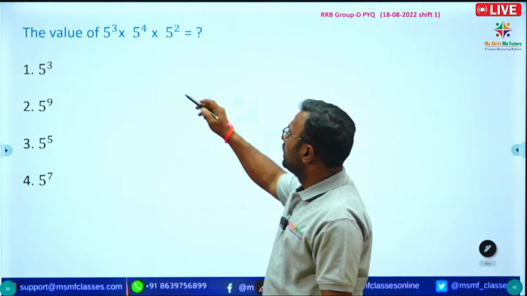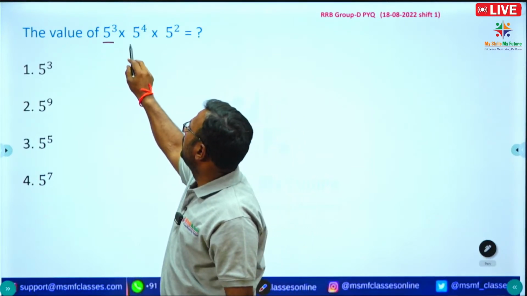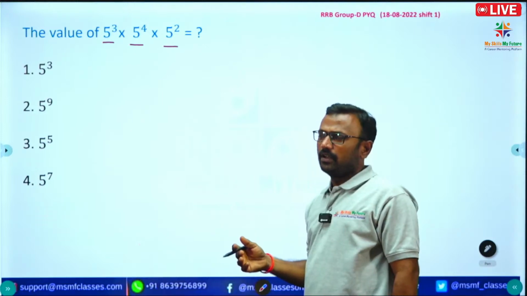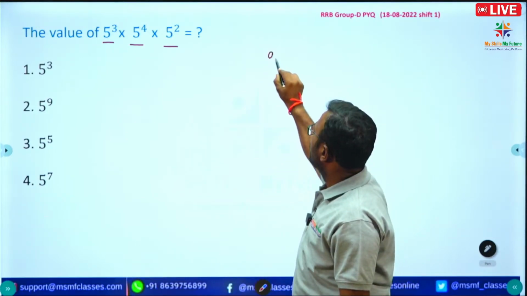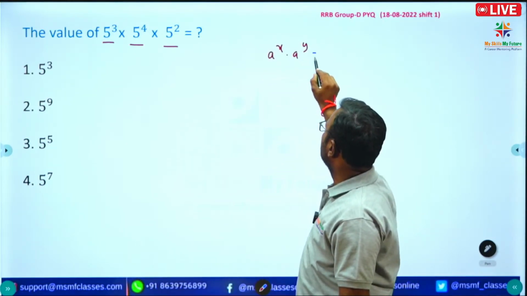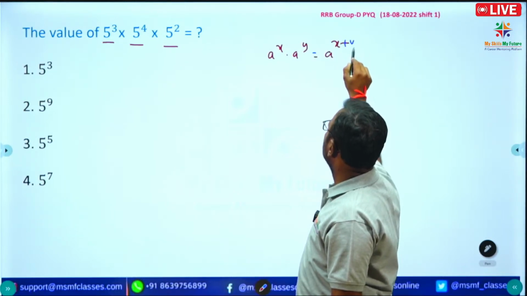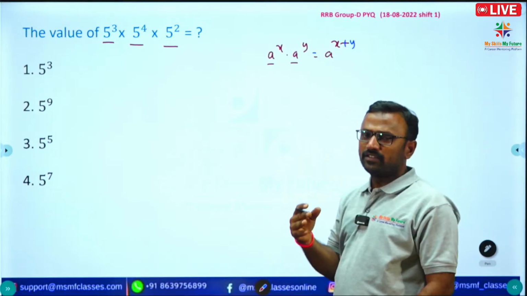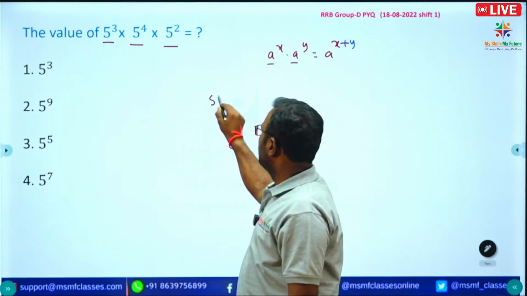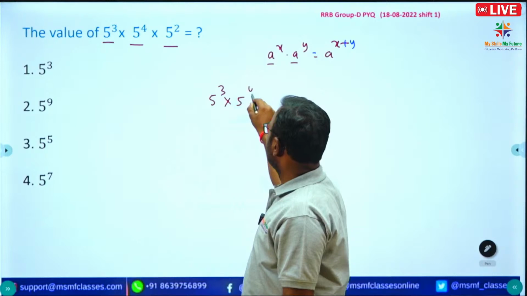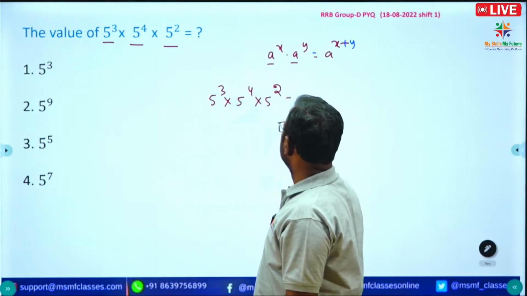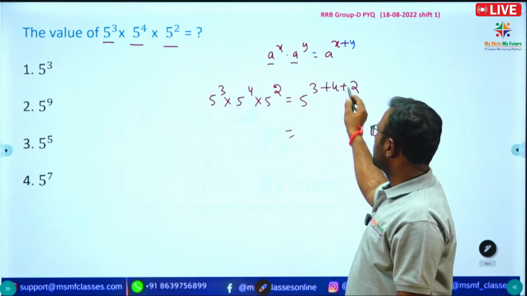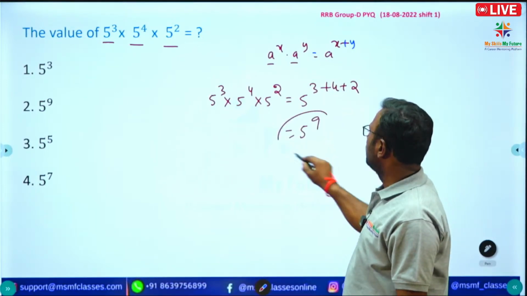See the question, the value of 5 power 3 into 5 power 4 into 5 power 2. If the bases are equal, a power x into a power y can be written as a power x plus y. So here the bases are equal, and then we simply add the powers. So 5 power 3 into 5 power 4 into 5 power 2 is equal to 5 power 3 plus 4 plus 2. So 3 plus 4 is 7, 7 plus 2 is 9. See, option 2 is correct.